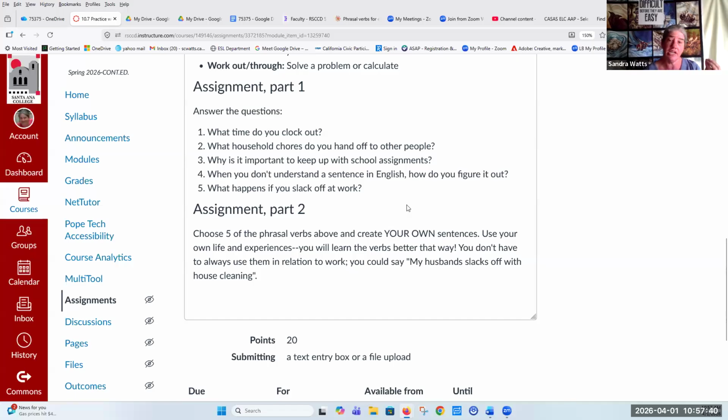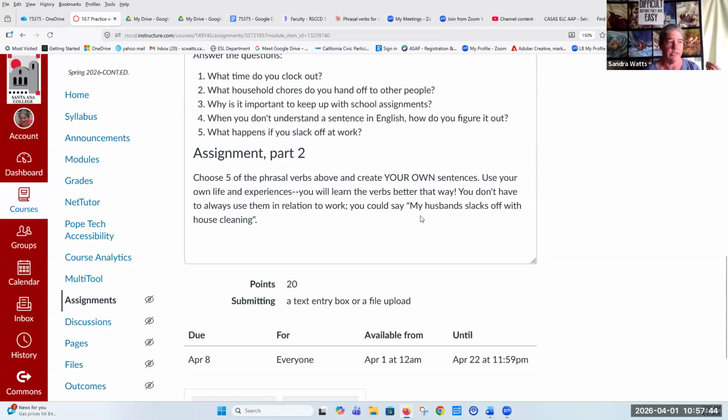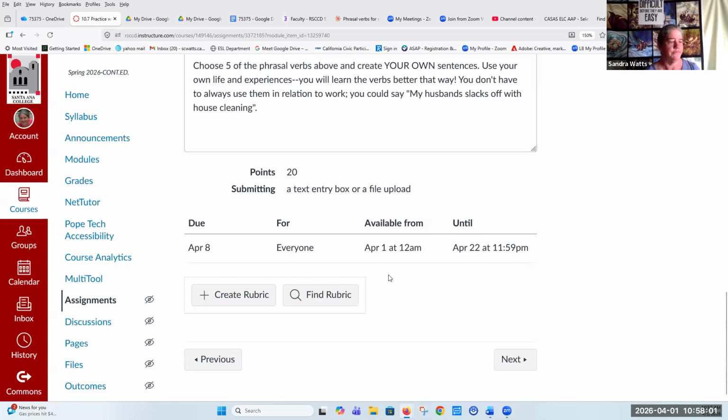So it doesn't necessarily have to be with work. I mean, most of these are work verbs, but you can use them other ways. So, for example, my husband slacks off with house cleaning. He's kind of lazy about that. Okay. Took that from my own experience. So 2 parts to that.